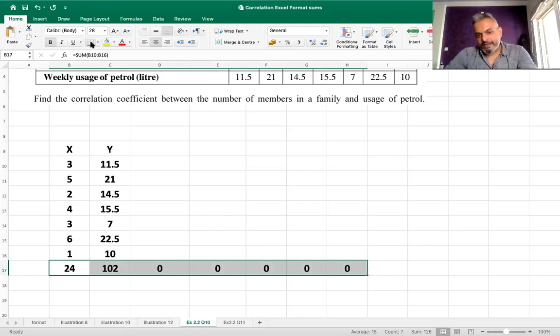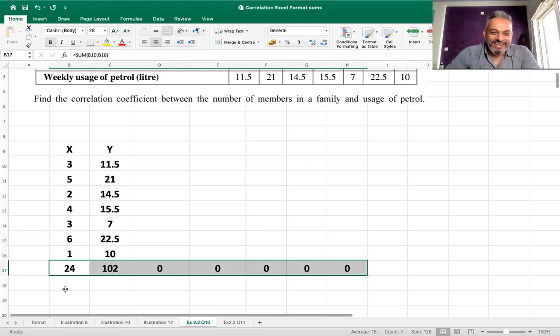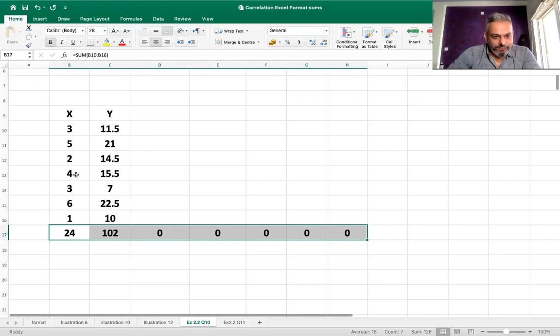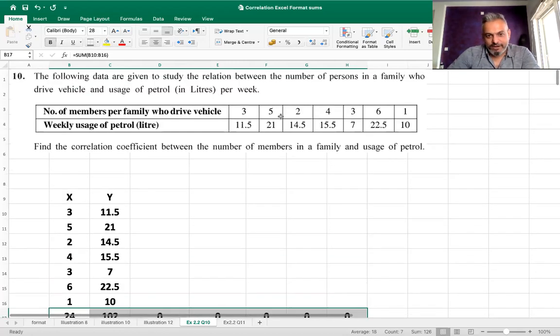Because I'm doing it in Excel, I have this comfort of using formulas. Okay, you don't have it, so you have to do it manually. Okay, now let's find the mean. 1, 2, 3, 4, 5, 6, 7. There are 7 sets of observations.